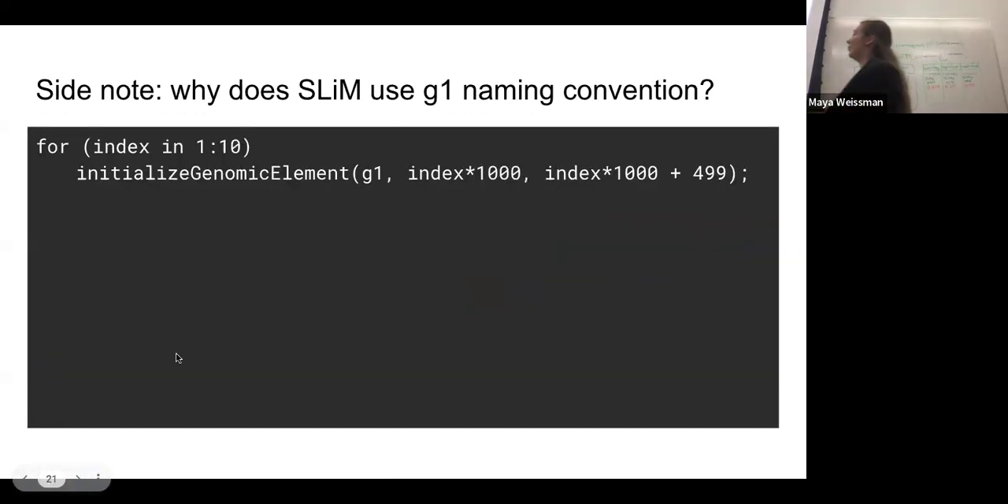As a side note, the main reason SLiM uses these M1, P1, G1 naming conventions is so that you can use for loops. So for example, let's say I was making 10 different elements. I might make a for loop that looks something like this. For index 1 to 10, initializeGenomicElement. Oh, just kidding. This is not the right thing at all. This is creating a genomic element.